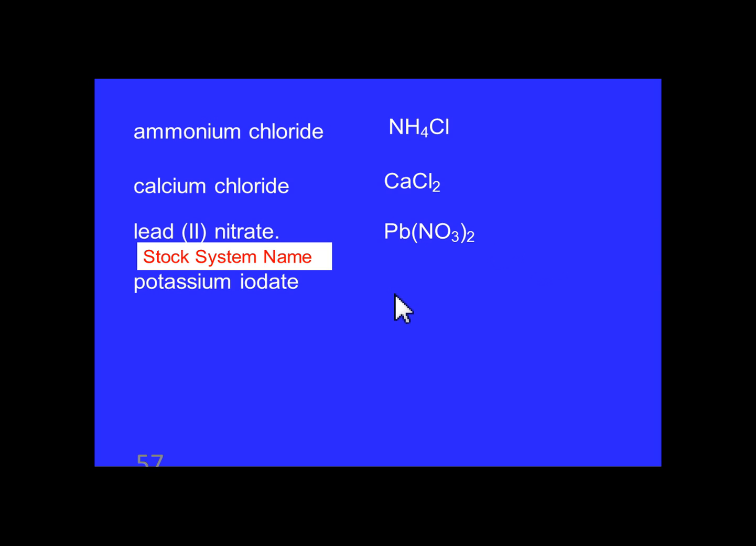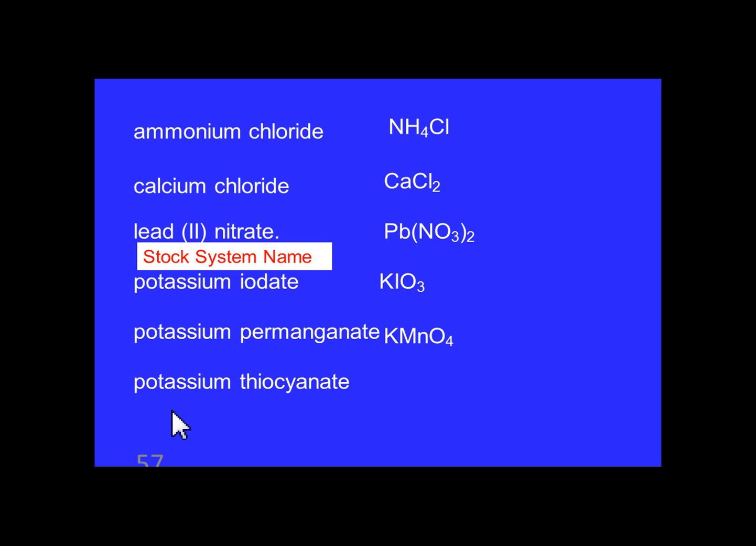Potassium iodate. Iodate is one of those on the special list I gave you in this PowerPoint. Iodate is IO3, has a -1 charge. Potassium is K, has a +1 charge. So that's the formula. Potassium permanganate. Permanganate's a polyatomic ion. Potassium is K, +1 charge. Permanganate is MnO4 with a -1 charge.